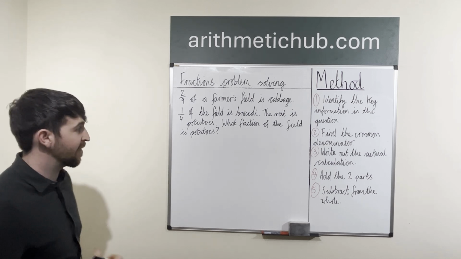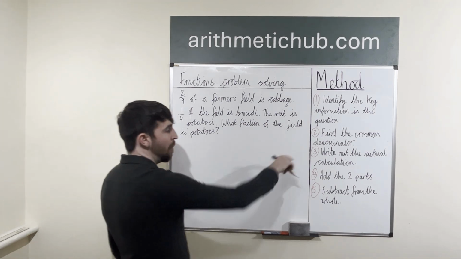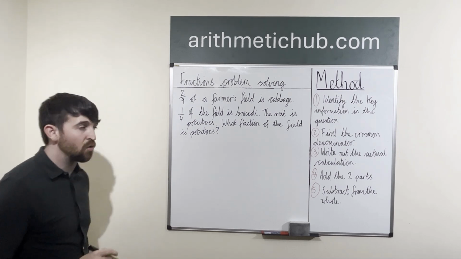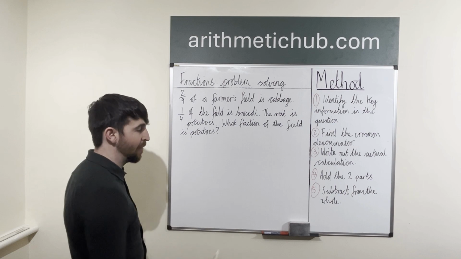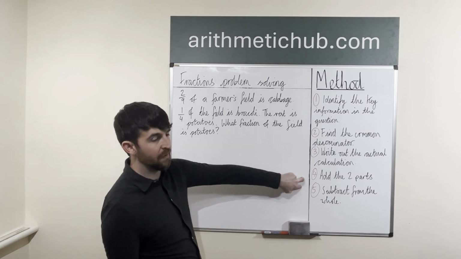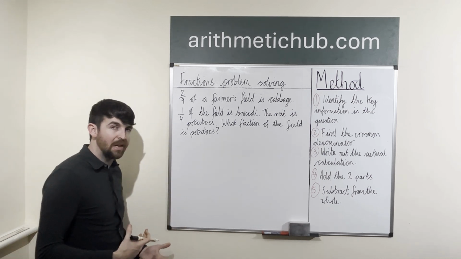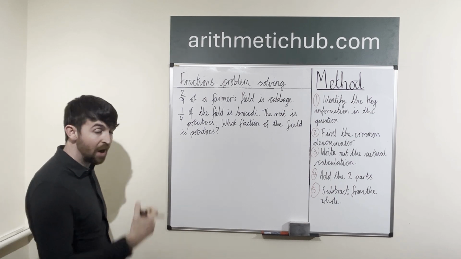I've got an idea of the types of things I'm going to have to do to solve this type of question. Part 3 says, write out the actual calculation. What is the actual thing that you are solving? Part 4, add the 2 parts. Part 5, subtract from the whole. Now, we've seen this lots of times before. Adding 2 parts, subtracted from the whole. It's similar to a bar model, it's like a part-whole model, but with fractions.